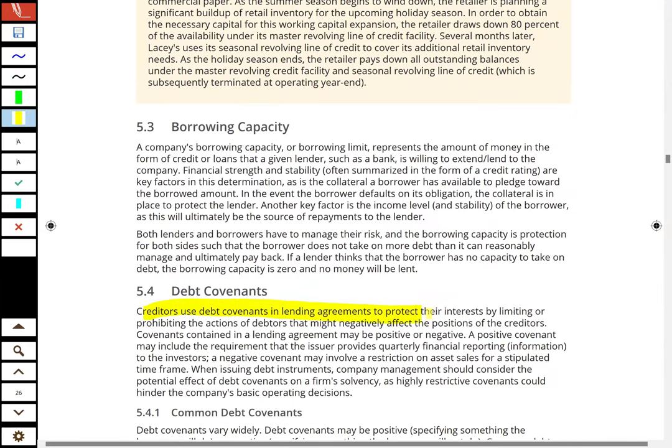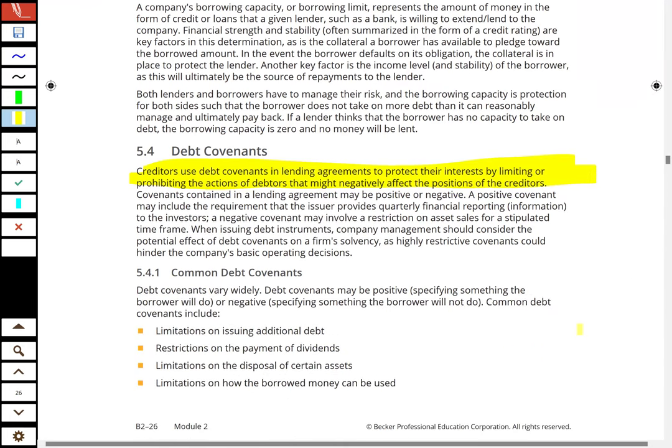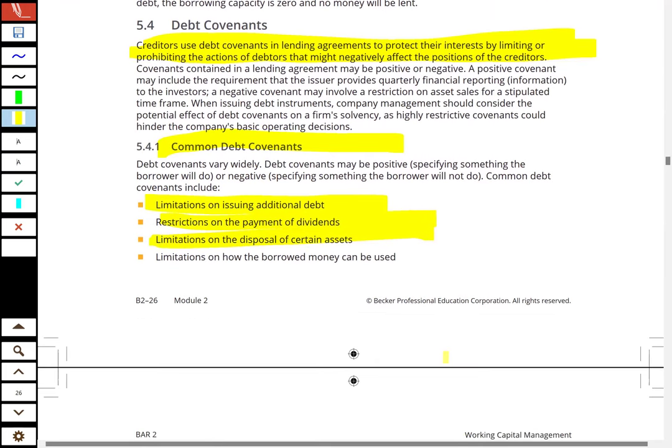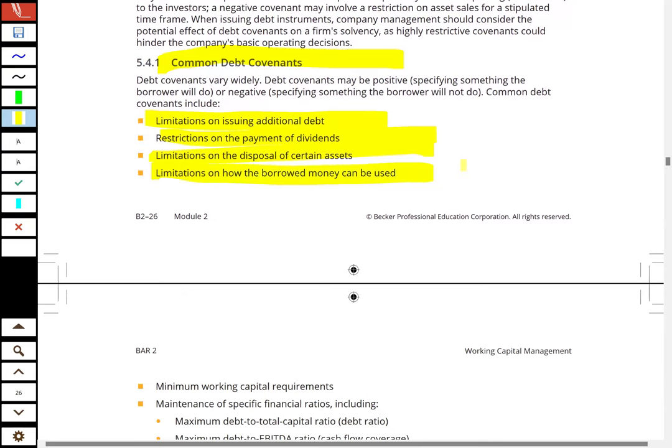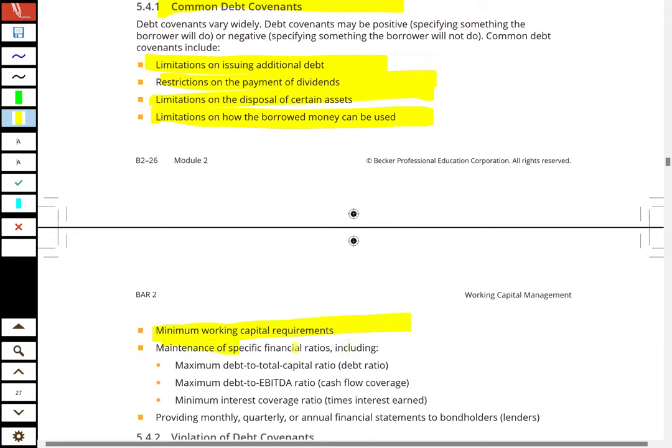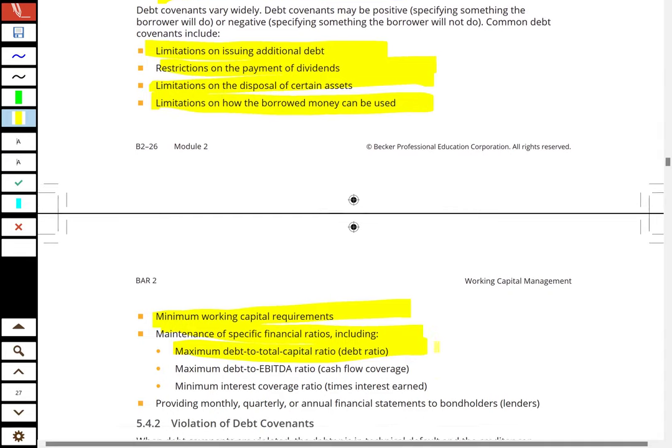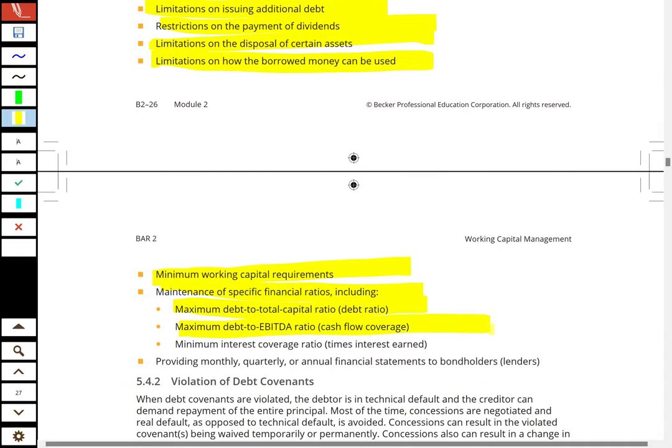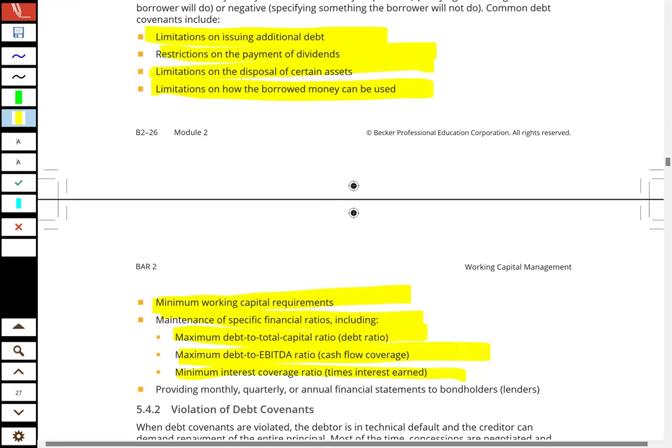Coming over, debt covenants. Creditors use debt covenants and lending agreements to protect their interests by limiting or prohibiting the actions of debtors that might negatively affect the position of the creditors. Common debt covenants: limitations on issuing additional debt, restrictions on payment of dividends, limitation on disposal of certain assets, limitations on how borrowed money can be used, minimum working capital requirements, maintenance of financial ratios such as debt to capital ratio, maximum debt to earnings before interest, taxes, depreciation and amortization, and minimum interest coverage ratio, times interest earned. So why don't you go ahead and flashcard these typical debt covenants.